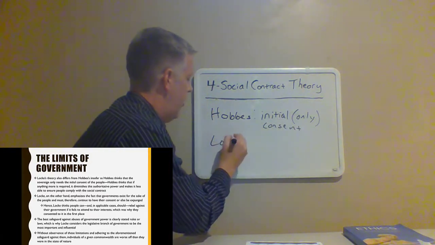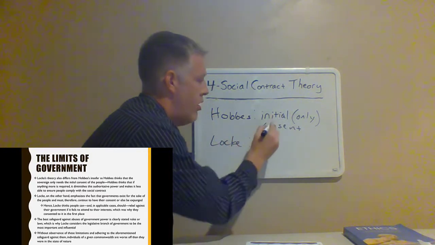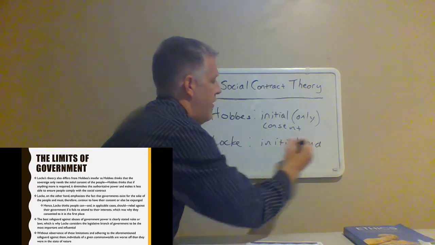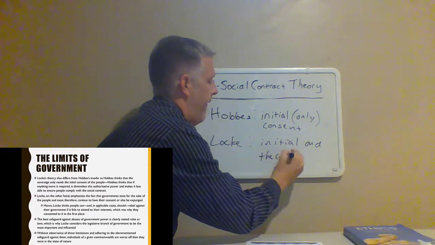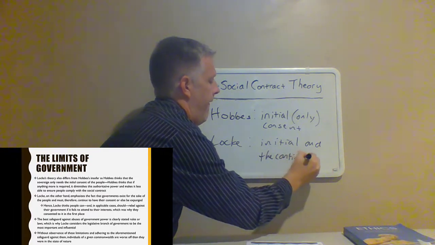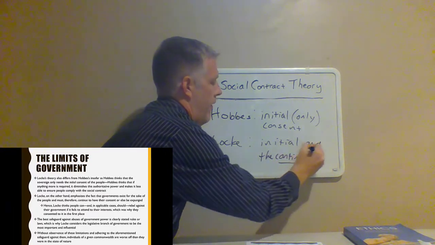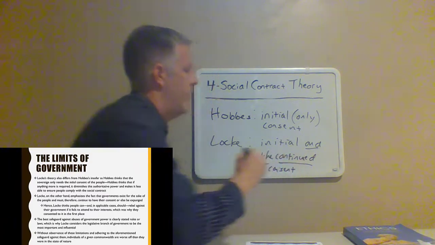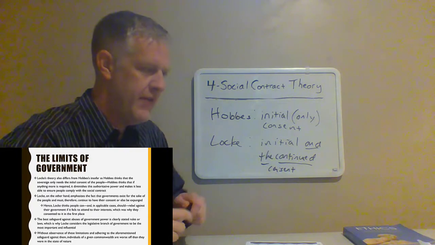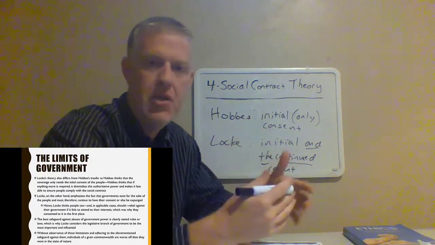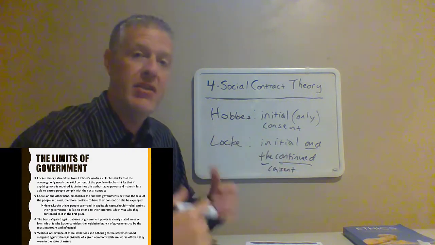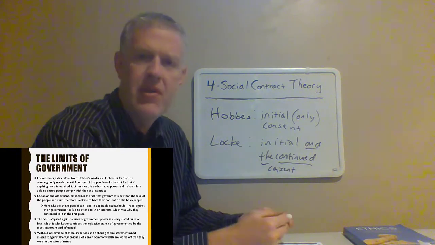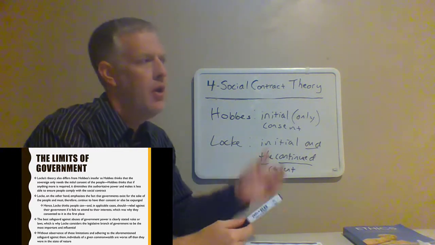Whereas for Locke, you have this emphasis on no, you need the initial and the continued consent of the people. So the idea is it's not good enough just for the people to be okay with the sovereign initially. No, they have to constantly say, yeah, I'm down with that sovereign. That sovereign seems to be not neglecting my interests. Okay, I'm cool with them.